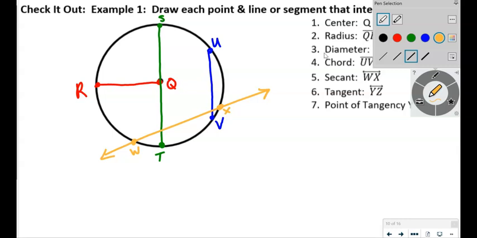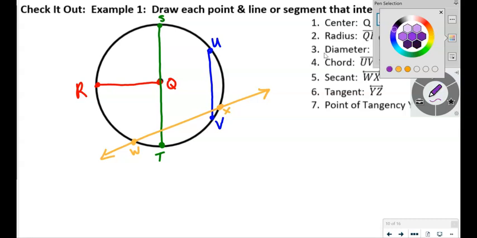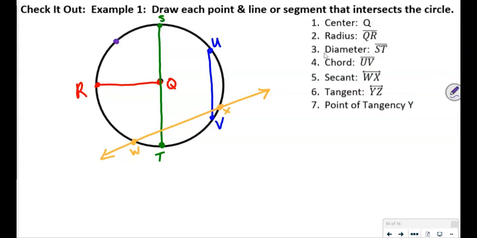And then tangent YZ, let's see if we can find yet another color. Let's see if we can do purple. YZ, okay, so I'm going to do it up here, okay? Now I noticed over here it also says the point of tangency is Y. So we're going to name this Y, and then we're going to do a point on the line that we're going to call Z. So that's going to be YZ right there, and that's my tangent, okay?